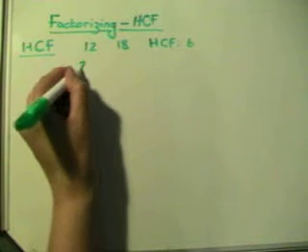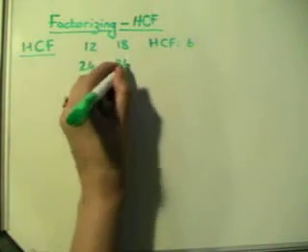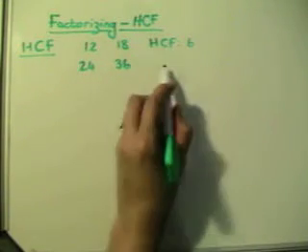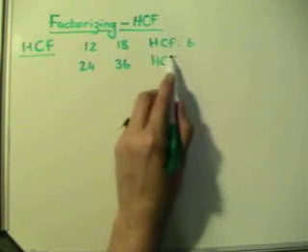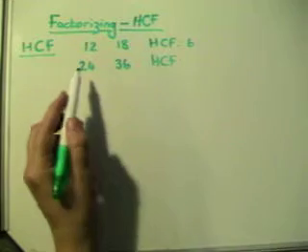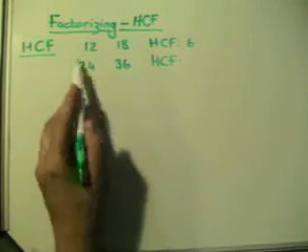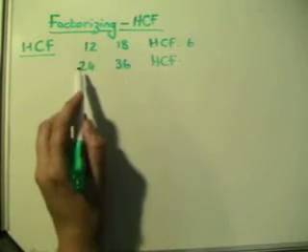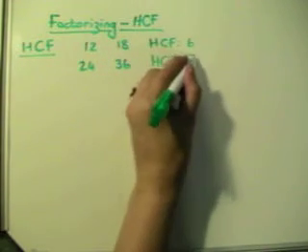Let's take another example. For instance, I have 24 and 36. I'm looking for the highest common factor. Although 2 and 4 and 6 and various other numbers go into both these numbers, the biggest number that goes into both 24 and 36 is 12.